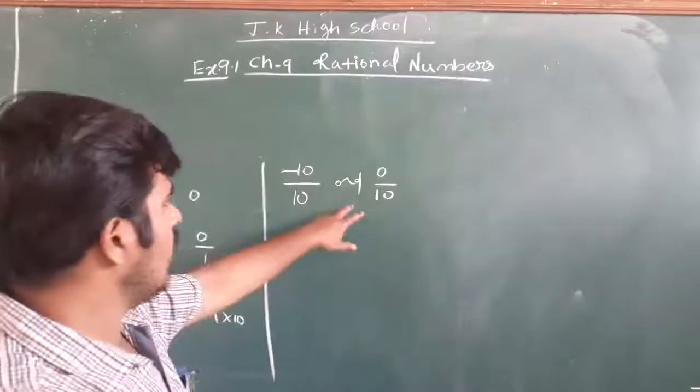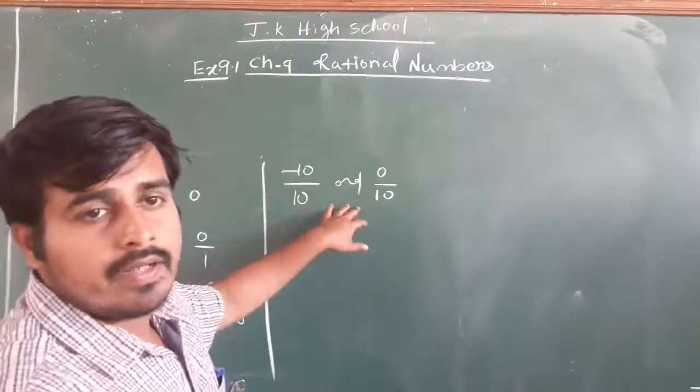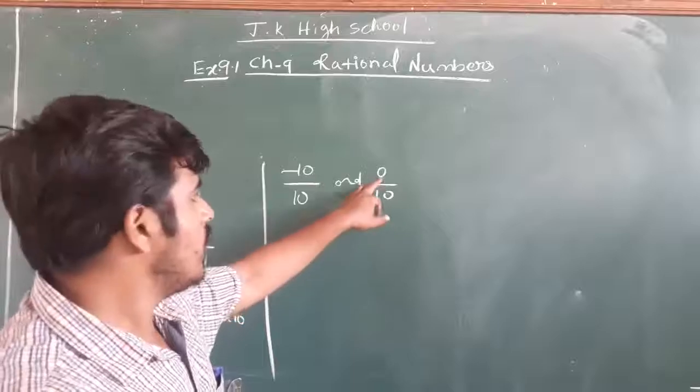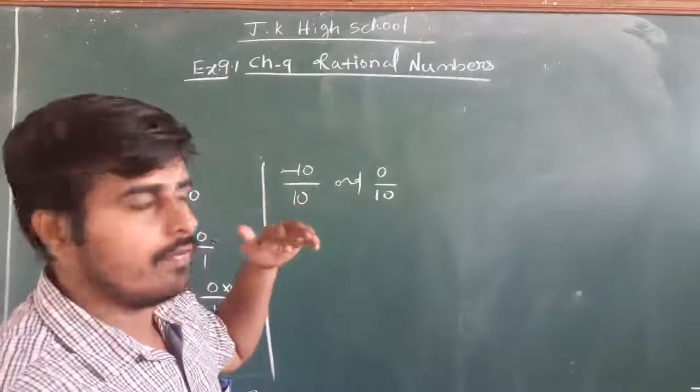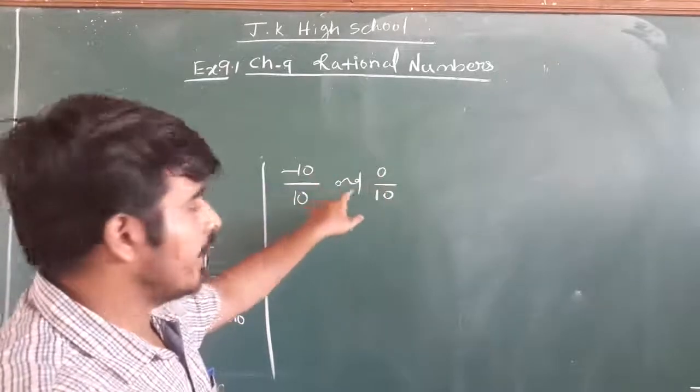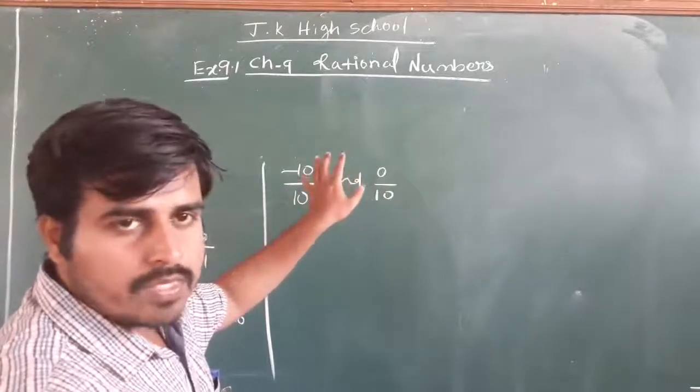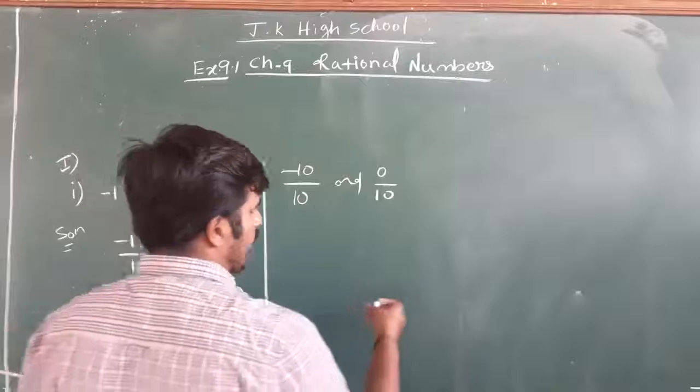Now you can get 10 rational numbers between 0 by 10 and minus 10 by 10, but you need only 5, no? So many numbers are there. I will write it for you.